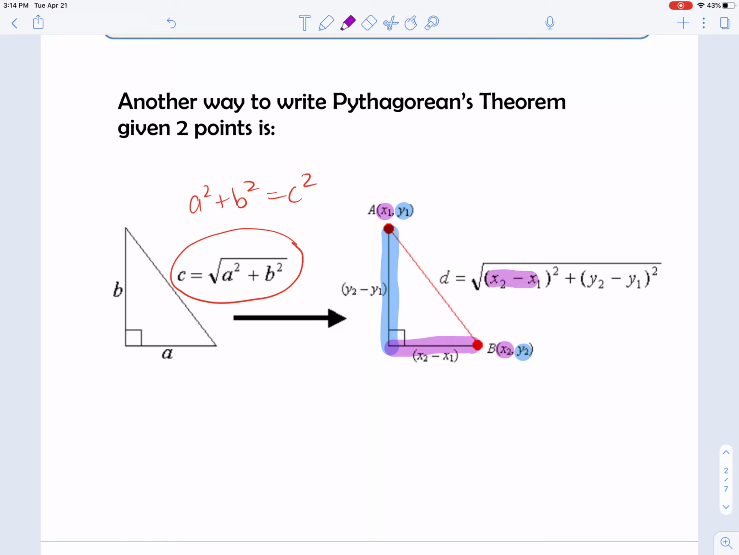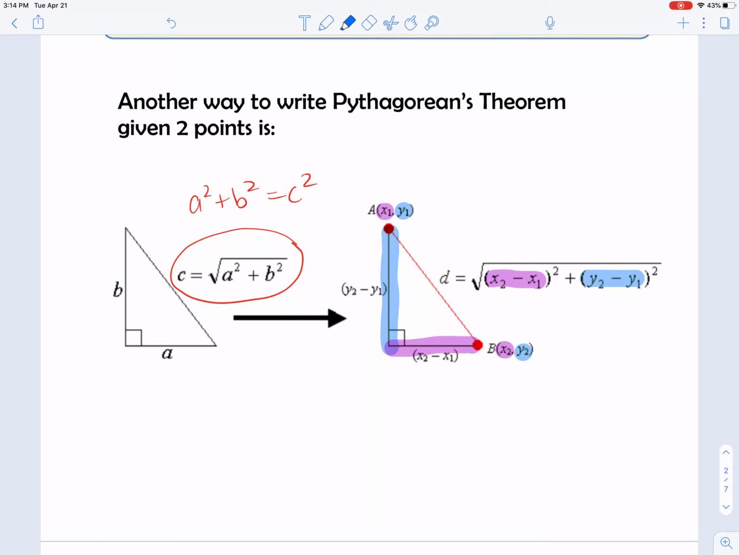You take the horizontal leg, which is the difference in the x coordinates of the points, and you square that, and then you take the length of the vertical leg, which is just the difference in their y coordinates, and you square that, and then add them together and get the square root.